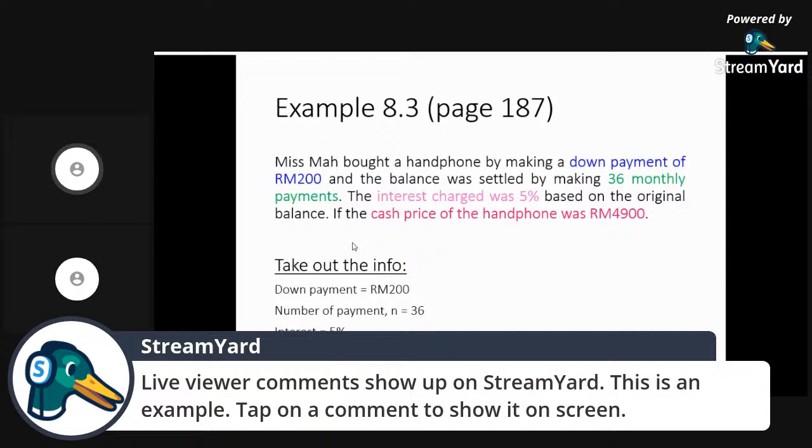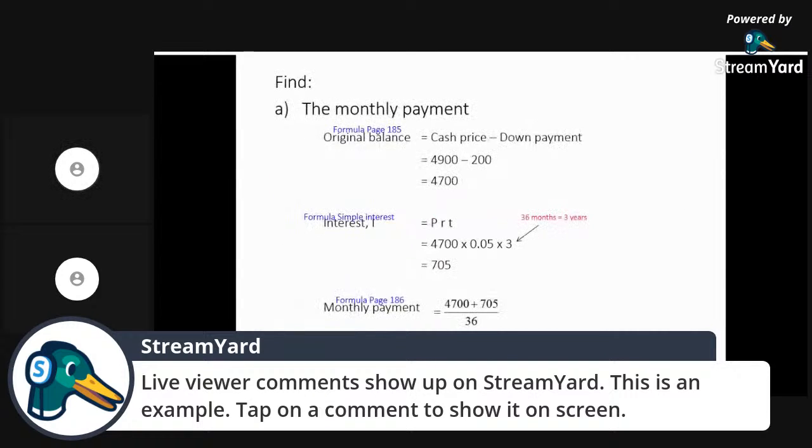Okay, you take out the information you have. So we have the down payment 200. Number of payments is berapa kali dia bayar, berapa kali installment. Dia akan state dalam question, we have 36 monthly payments, so it's 36. Then we have interest rate is 5%. Cash price is 4,900, which is the price of the item. So we want to find the monthly payment.